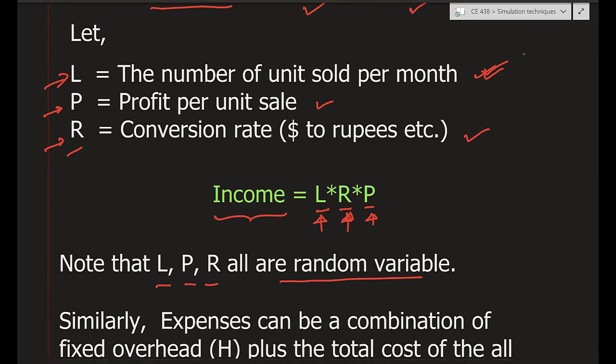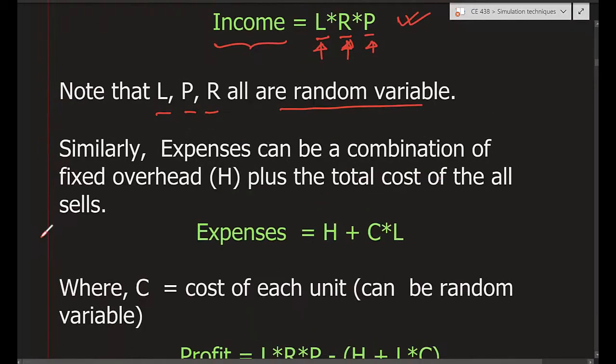So if we are predicting something, and how much profit we are making per unit, because every unit will be sold at a different price, so you see there is basically randomness in profit. Also, exchange rates keep fluctuating, so the conversion rate is also a random variable. So my income becomes a random variable. Similarly, my expenses can also be a random variable.